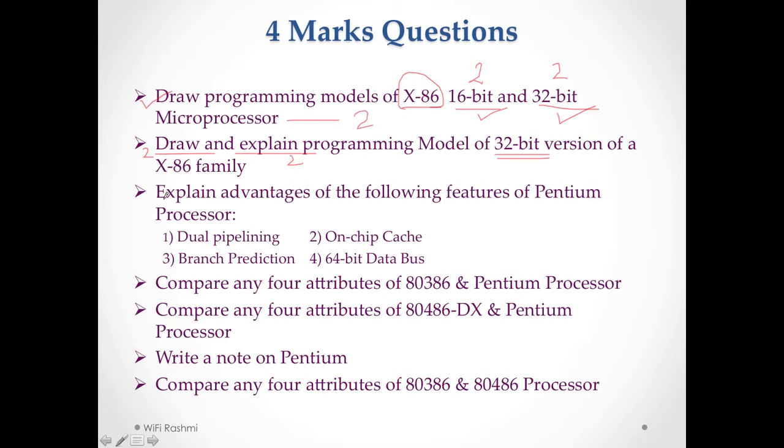Okay. Next, explain advantages of the following features of Pentium processor. So what are the advantages? Dual pipelining, on chip cache, branch prediction and 64-bit data bus. तो ये आपको points दिए हैं एग्जाम में. Just you have to explain for these points, that is, what are the features of Pentium processor based on these points.